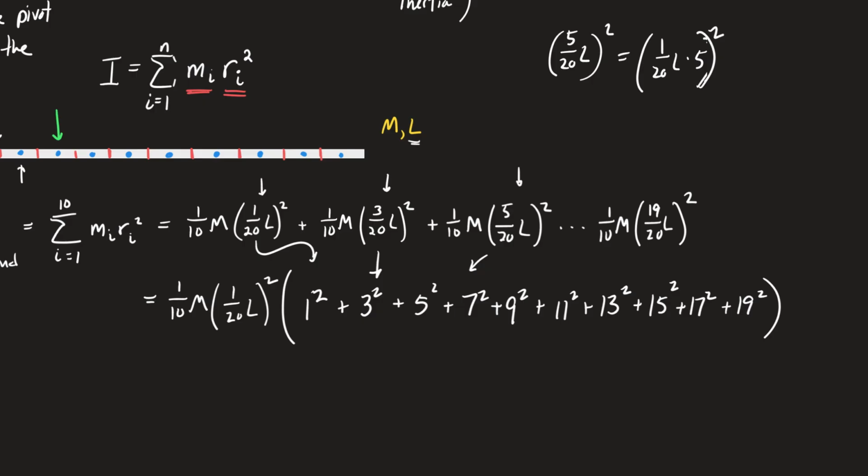Now, we need to add all those up. So, you have calculators. I'm going to do the outside part. You guys do the stuff in the parentheses. Just add all that up. 1 squared plus 3 squared plus 5 squared plus 7 squared plus 9 squared plus 11 squared. I assume you have your squares memorized, but maybe you don't. The outside is going to be 20 squared, that's 400, times 10 is 4,000. This will be ml squared over 4,000.